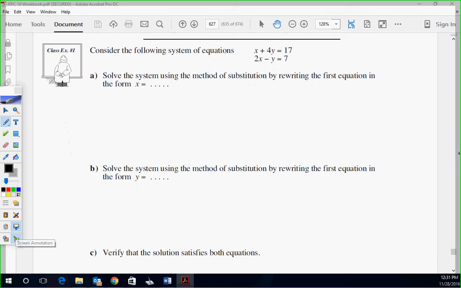Consider the following system of equations: x plus 4y equals 17, 2x minus y equals 7. Solve the system using the method of substitution by rewriting the first equation in the form of x equals. Okay, we'll start with you, Logan, so we have to go around the room today. See how they're talking about x plus 4y equals 17? How would I get the x by itself there?